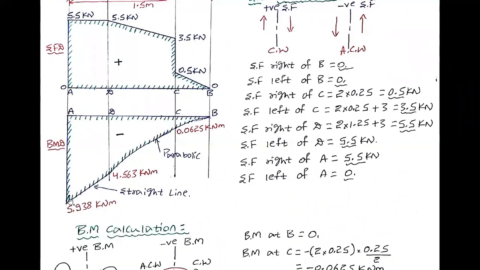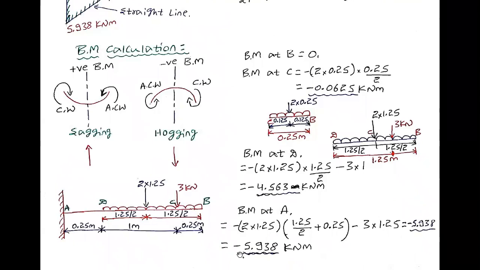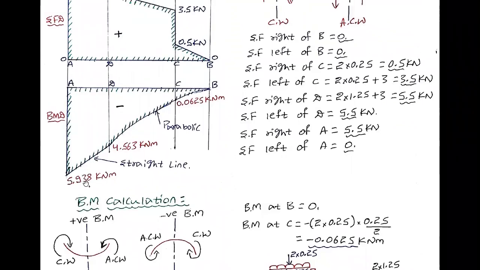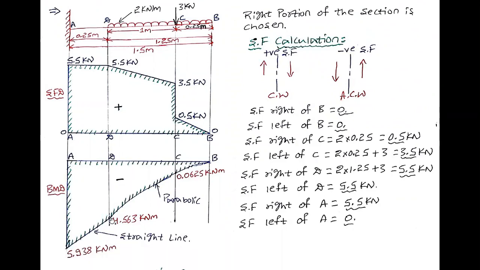Now at point A, it is minus 5.938, and in between A and D, there is no load acting. Or if you consider this UDL converted into point load, means only point load will be acting, then the variation will be linear. And in the shear force, if point load is acting, the variation will be constant.